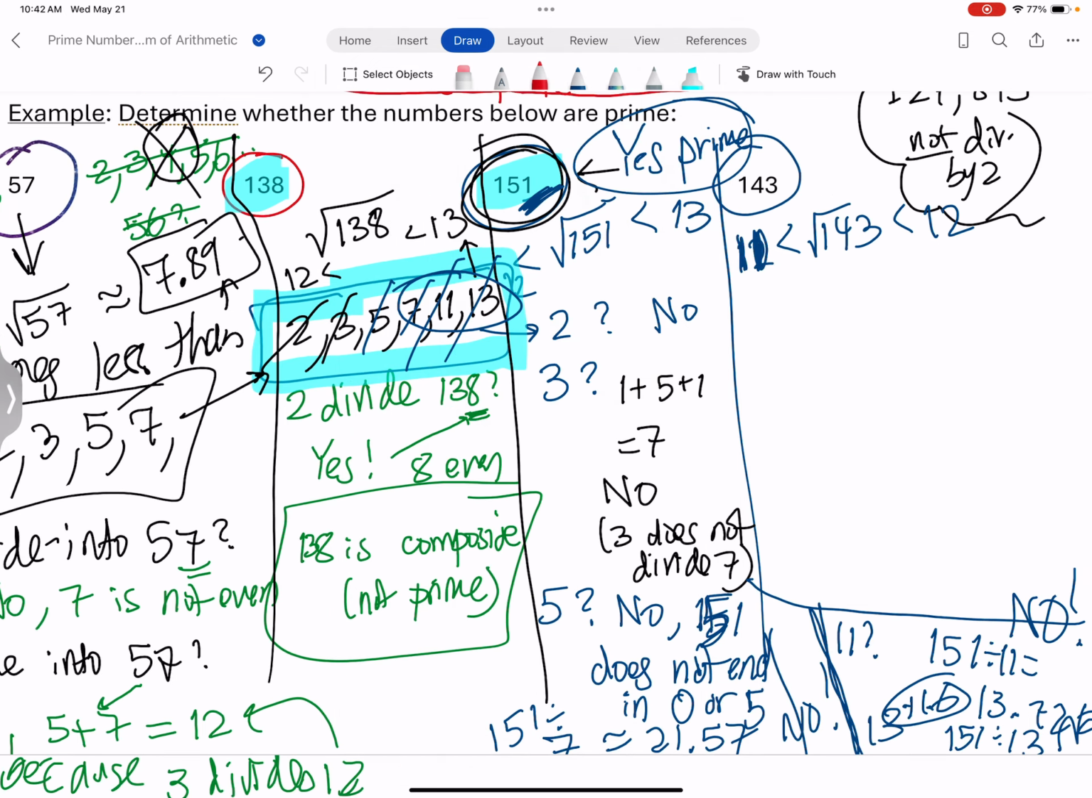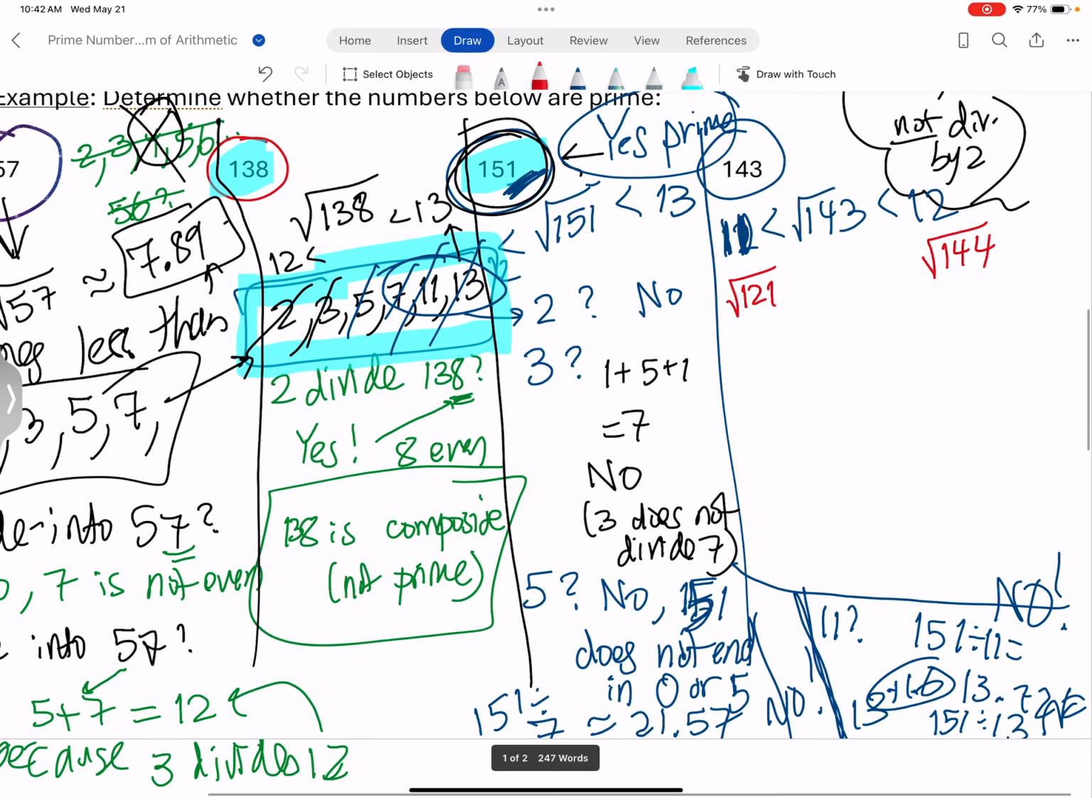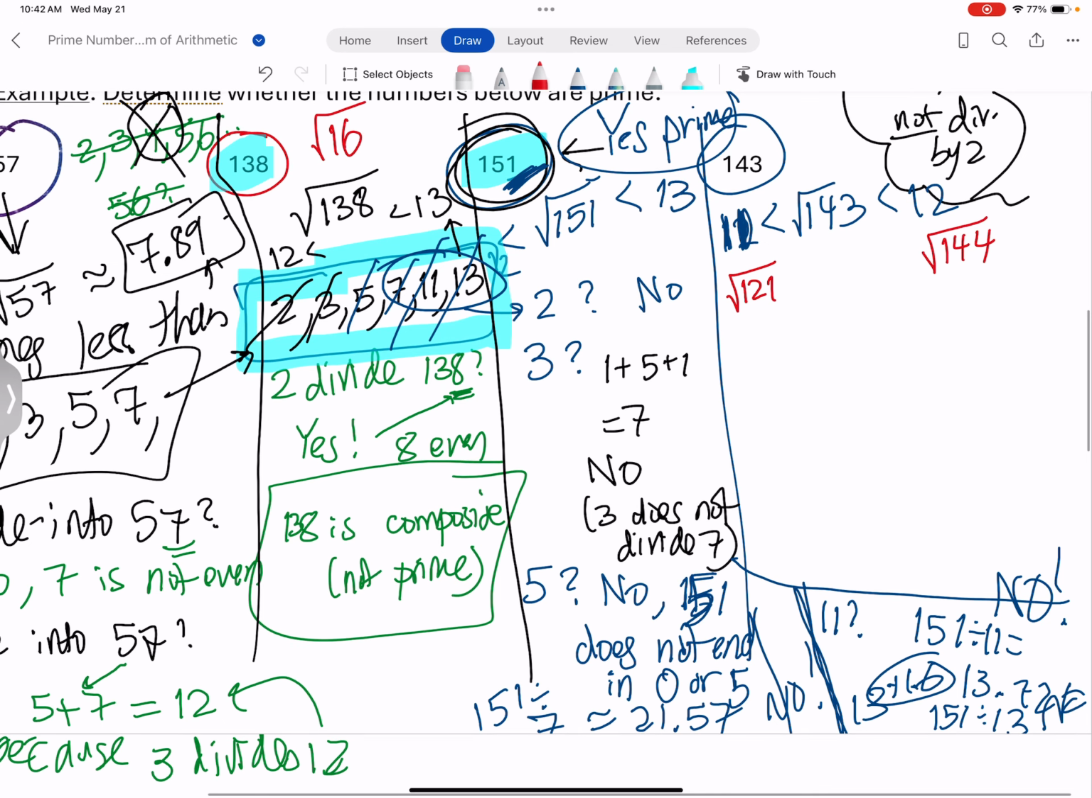I'm sorry. You know what I'm doing in my head is, if you're interested, most people don't give a rip. But I'm thinking about what the square root of what is 12? Or in other words, what's 12 times 12? 144. And 11 times 11 is 121. 13 times 13 is 169. And that's how I knew.